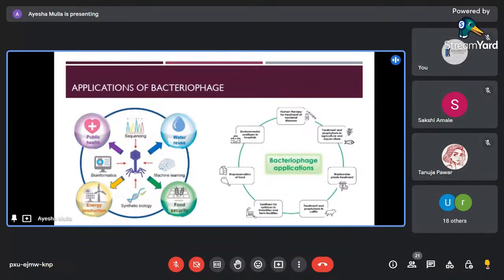Fourth is in agriculture. Some bacteriophages that are specific to plant bacteria have found their application in agriculture. The phages are used for the treatment and prevention of bacterial diseases in plants. The use of bacteriophage in place of antibiotics prevents the accumulation of antibiotics on the plant surface, which might be harmful to the health of consumers.